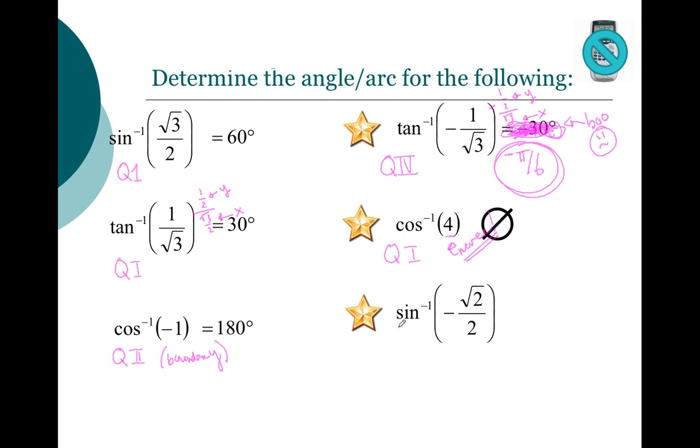What about this one? Sine inverse of negative root 2 over 2. Sine is negative in quadrant 4, because it's defined in 1 and 4. This is going to be a reference angle of pi over 4, but in the fourth quadrant, so it's going to give you negative 45 degrees or negative pi over 4. Now this is right.